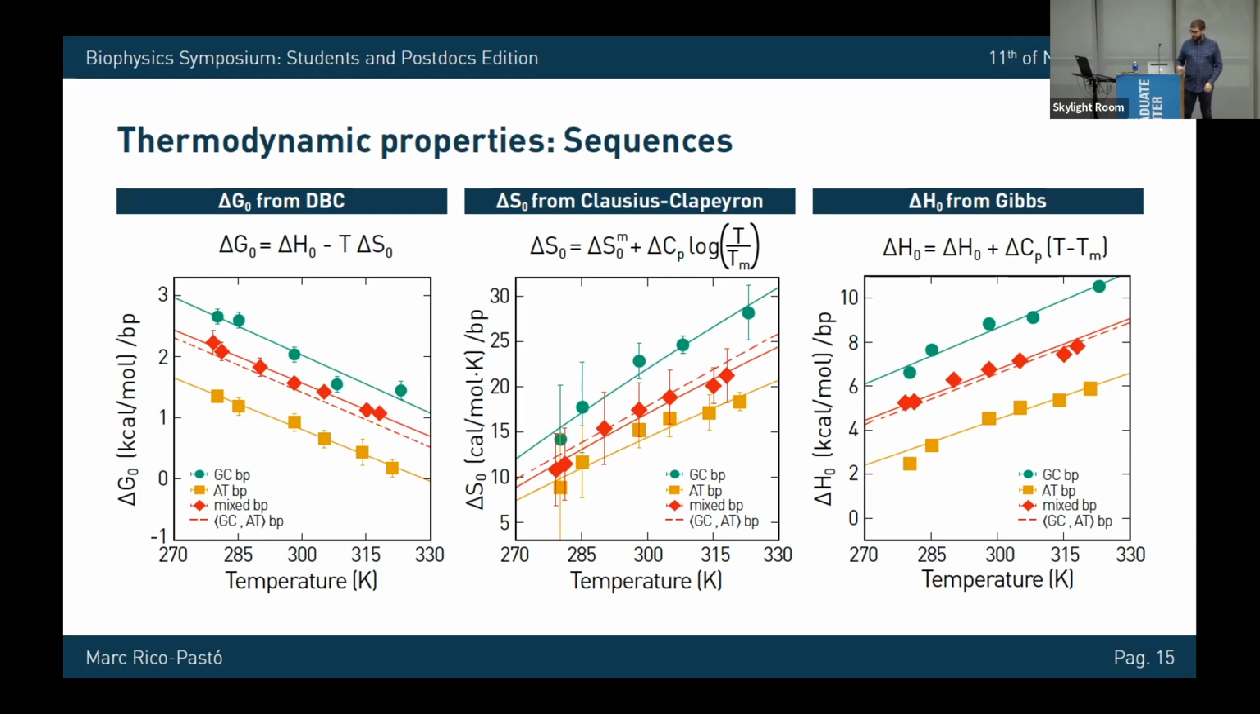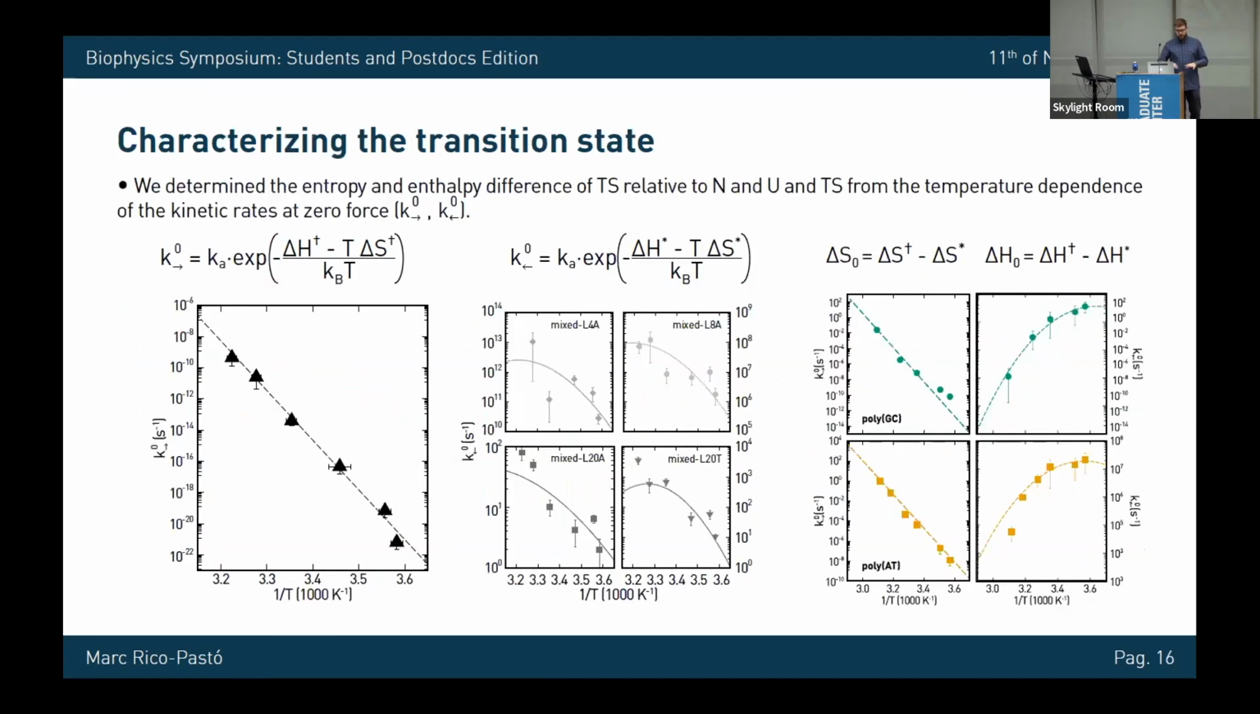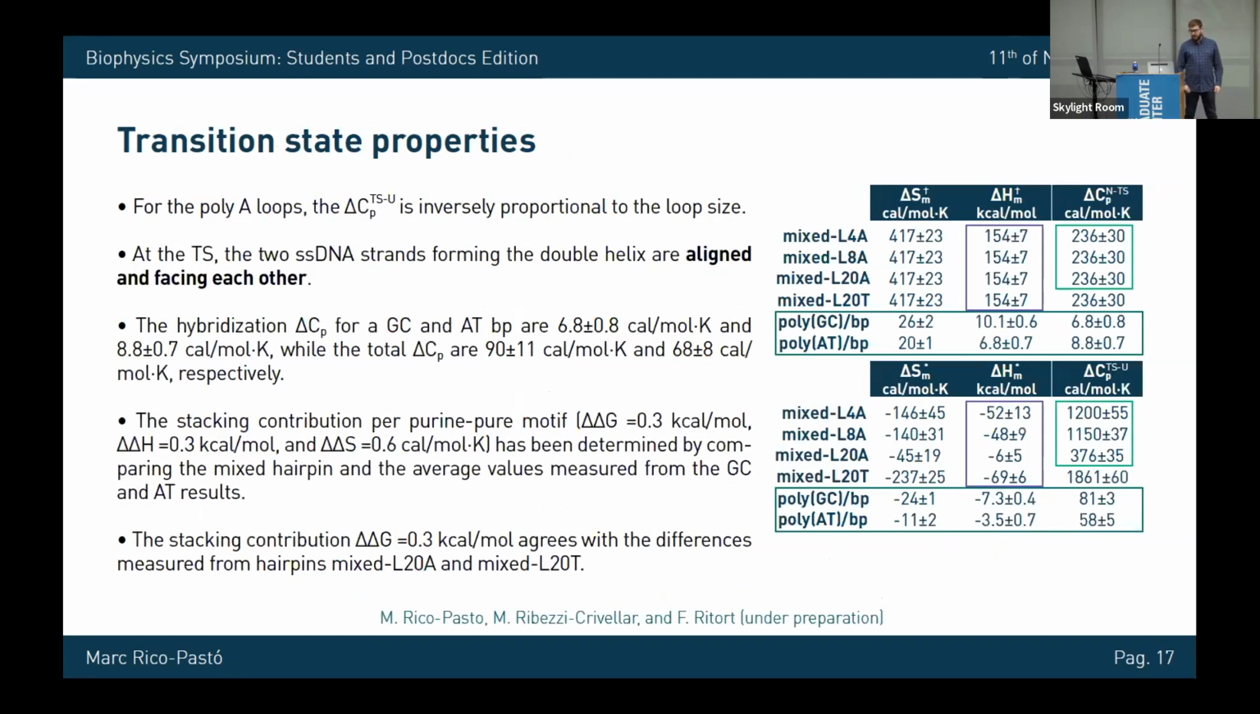However, in all these results, we have the contribution to bend the loop and stabilize the double-stranded structure. So, to decompose these two contributions, we have characterized the transition state between the native and unfolded state. To do so, we have fitted the reconstructed kinetic rates at zero force to these equations that are basically an Arrhenius equation decomposing the energy in terms of entropy and enthalpy. The results that we obtain are summarized in this table, and I will discuss different parts of this table that give us the idea of how these molecules fold.